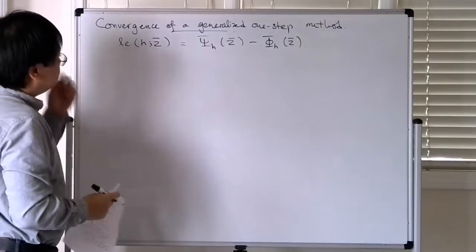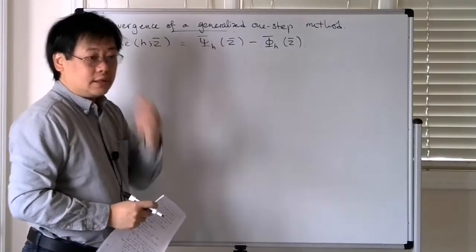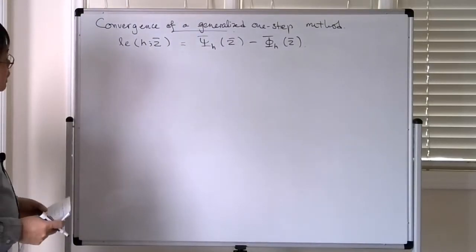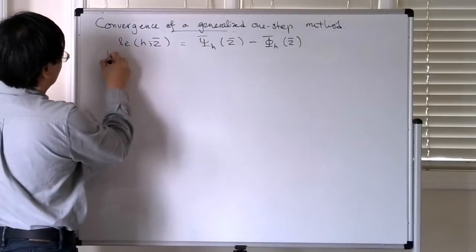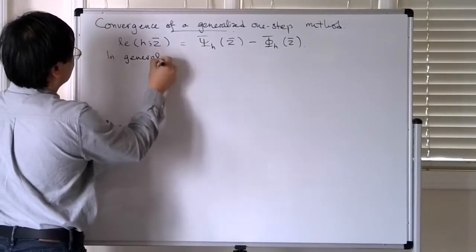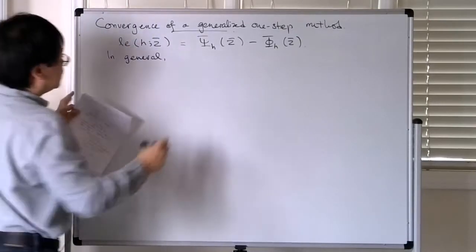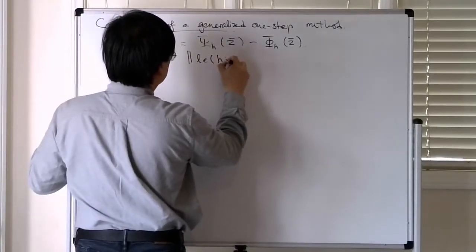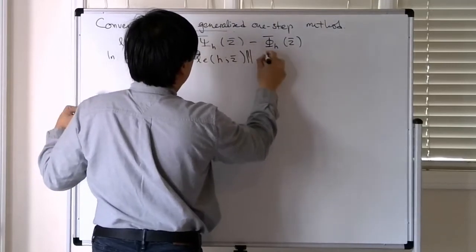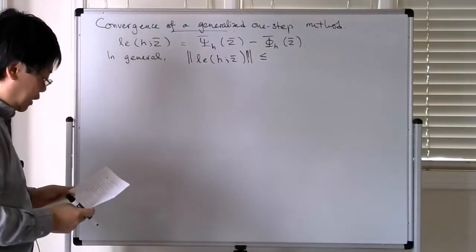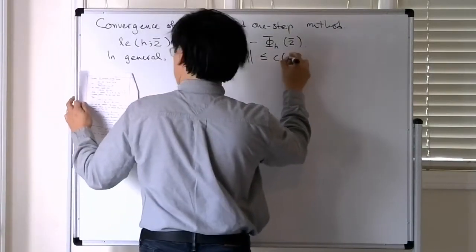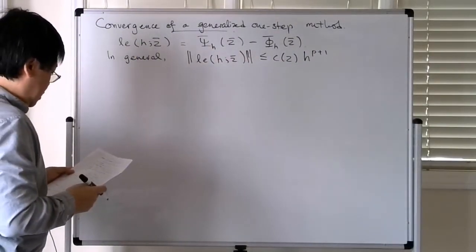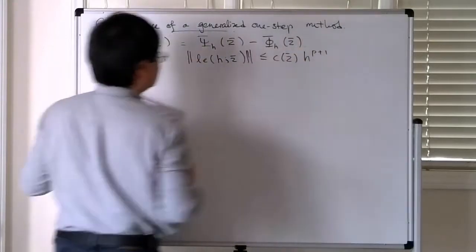And in general, this is what you find. So this is the local error. What we saw before, for example with the trapezoidal rule, and more generally with most one-step methods, is that this local error has some sort of bound: the error norm is bounded by some multiple of h to the p plus 1. So some C(z bar) h to the p plus 1.